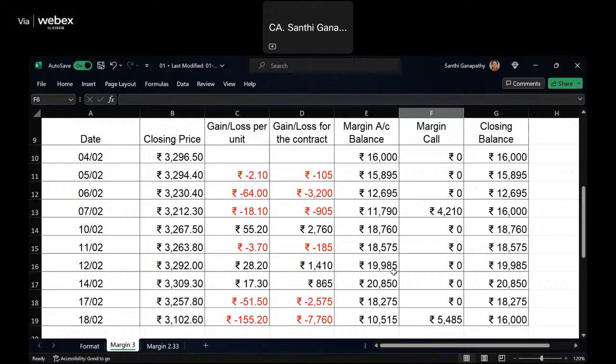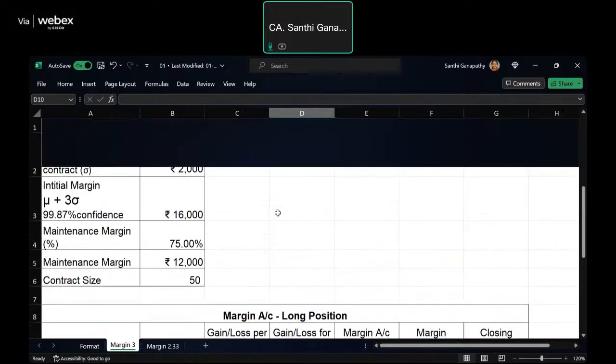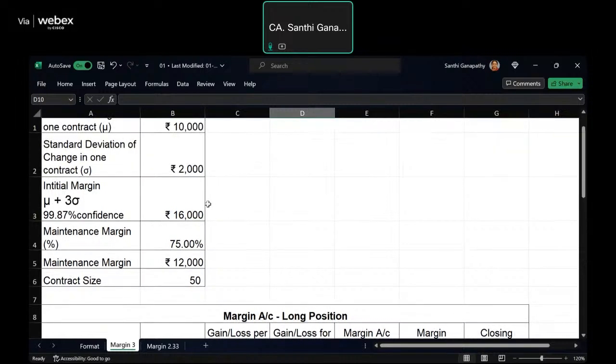So what have we done? Initial margin was not given straight away, but mean and standard deviation was given. So with the normal distribution table, standardized normal table, we found for a 99.87% confidence, how much should it be? It should be mu plus 3 sigma. So 10,000 plus 2,000 into 3. 16,000 is what we will collect as the initial margin.